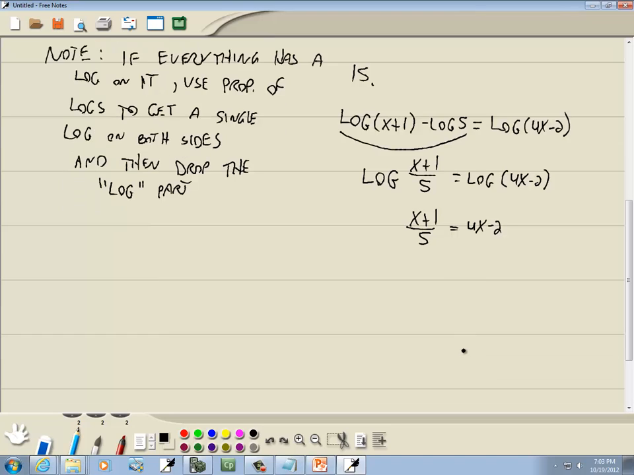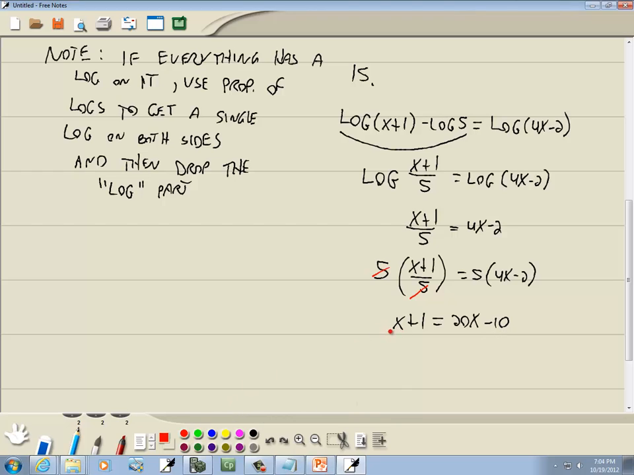Now we need to solve this, and we've got a fraction. Always the first step is to get rid of fractions. So we'll multiply everything by the LCM of all our denominators. We only have one denominator, the 5, so we'll multiply both sides by 5. So here these 5s cancel, and we've got x plus 1 is equal to 5 times 4x, which is 20x. 5 times negative 2 is negative 10.